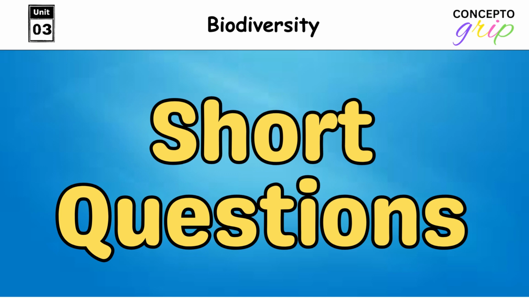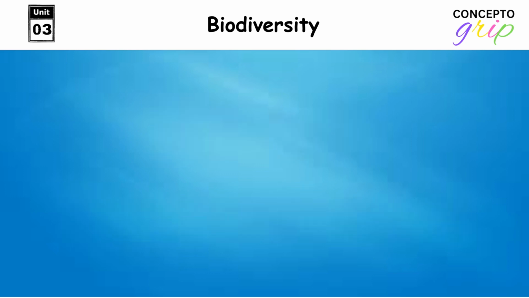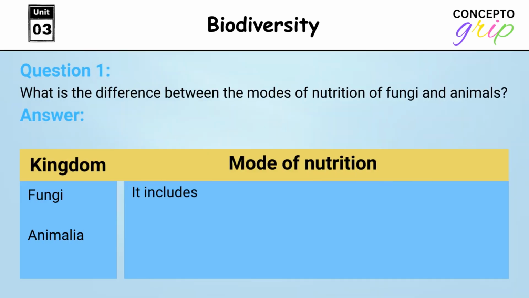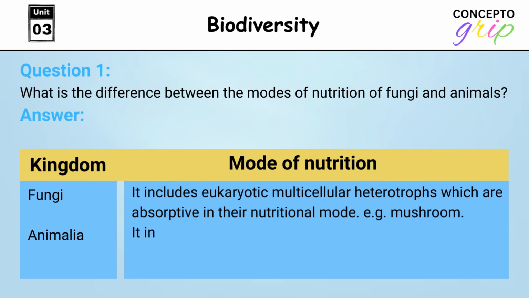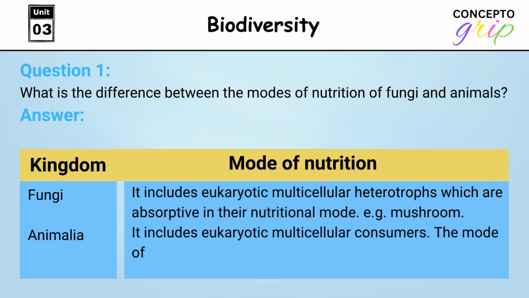Let's start answering short questions. Question number 1. What is the difference between the modes of nutrition of fungi and animals? Answer. Kingdom fungi. It includes eukaryotic multicellular heterotrophs which are absorptive in their nutritional mode, for example, mushroom. Kingdom Animalia. It includes eukaryotic multicellular consumers. The mode of nutrition is ingestive heterotroph.